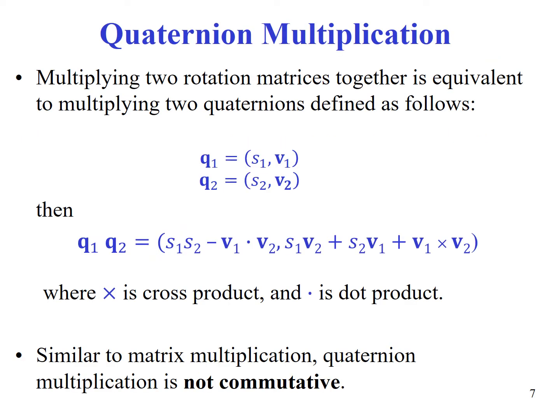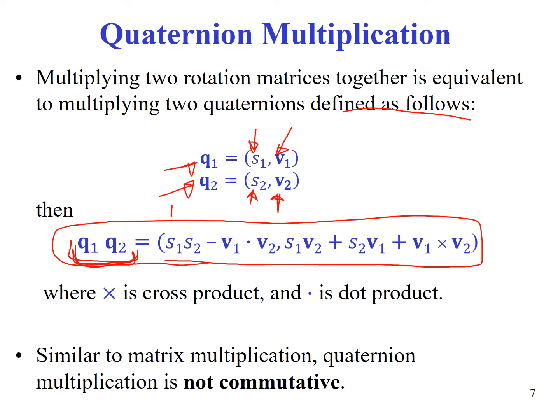How do you perform quaternion multiplication? Multiplying two rotation matrices together is equivalent to multiplying two quaternions defined as follows. If Q1 is one quaternion and Q2 is another quaternion, given as (S1, V1), where S just stands for the scalar value and V is the vector value, and Q2 is equal to (S2, V2), then the product of these two quaternions, which is equal to the product of the corresponding matrices as well, is represented with this equation.